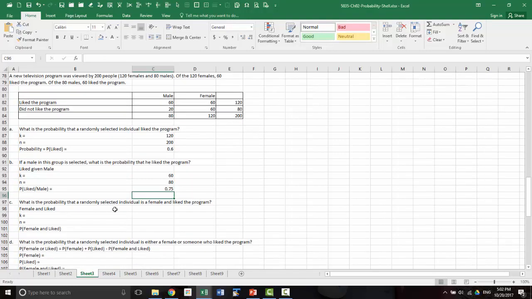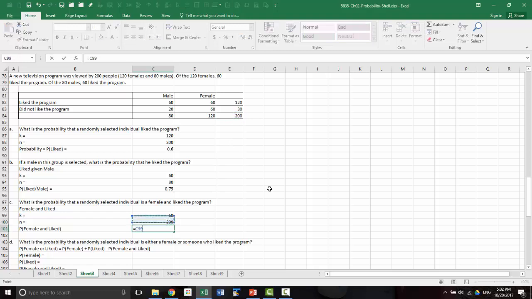What is the probability that a randomly selected individual is a female and liked the program? So now there is no if here. If we randomly select an individual, then we want the probability that that individual is a female and likes the program. So that's what we want. That's an intersection. So K here is female and liked the program. And this is not conditional probability, so our N is 200. So the probability is 0.3.